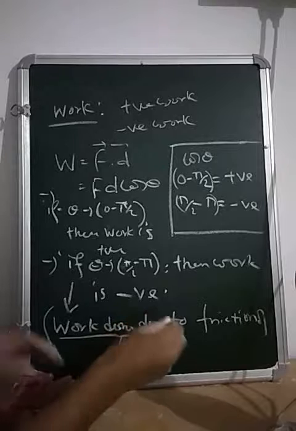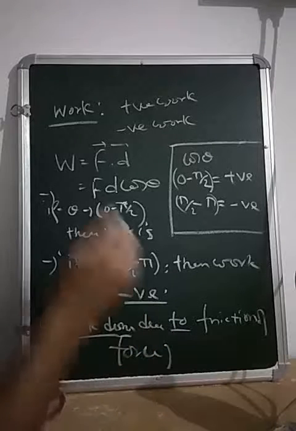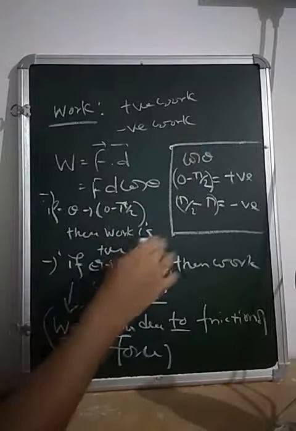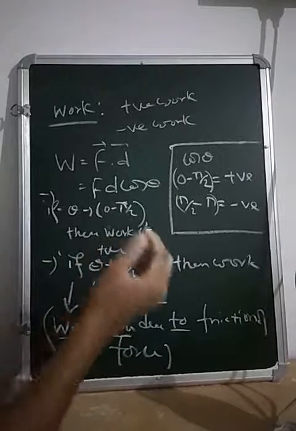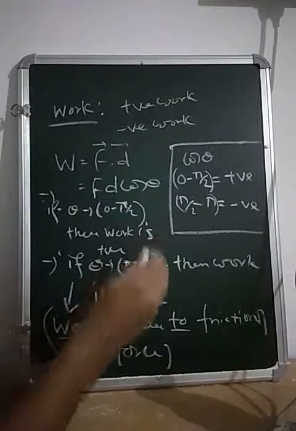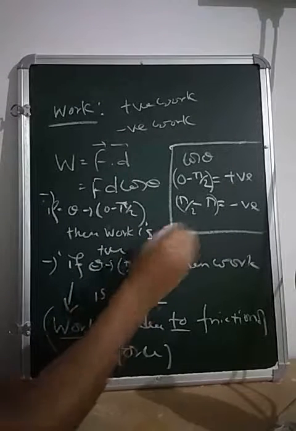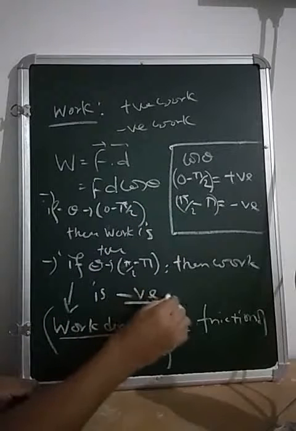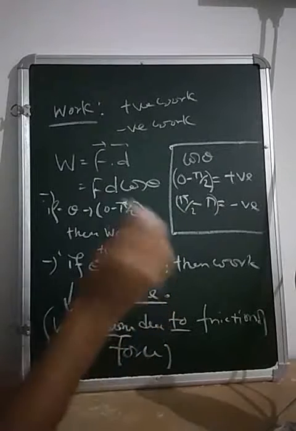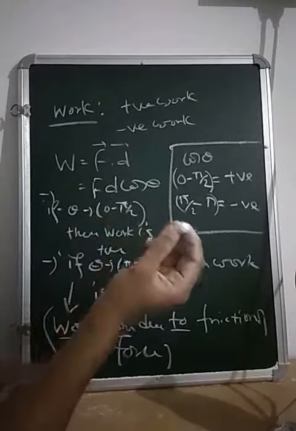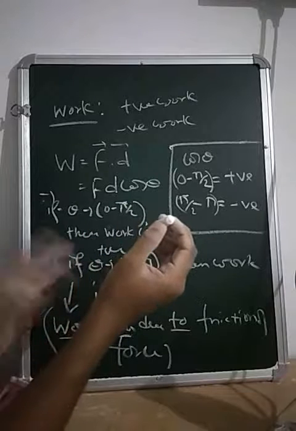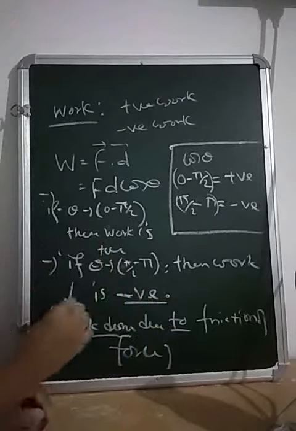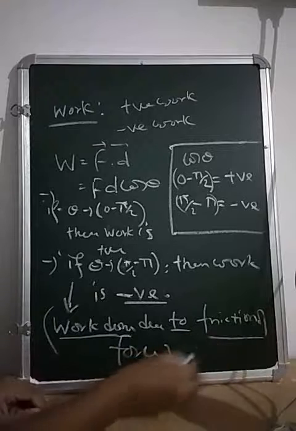We can say negative work is the work done due to any force which opposes the motion of a body. Any force which opposes the direction of motion of a body does negative work. So one example of negative work is work done due to frictional force.